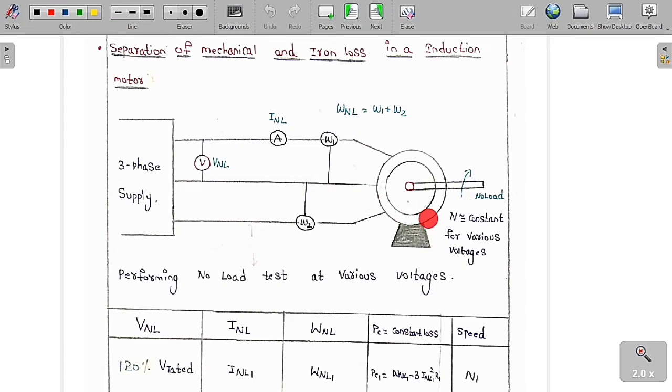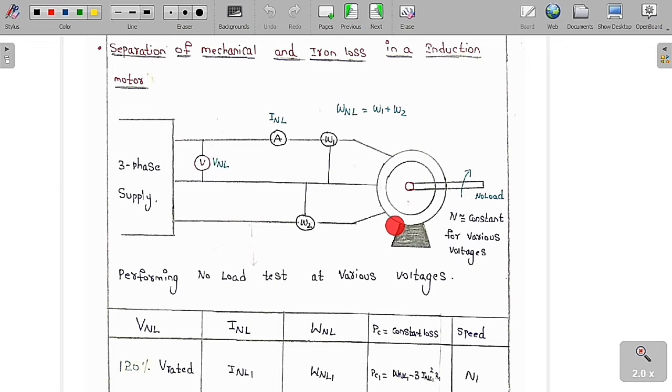So rotor core loss is always neglected. And also the rotor copper loss: I have already told you slip is nearly equal to 0. Whenever the slip is nearly equal to 0, the rotor EMF induced voltage is also 0. So definitely the rotor current is also 0. So the rotor copper loss is also neglected.